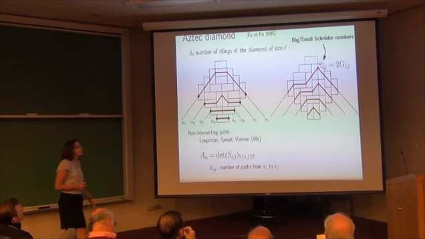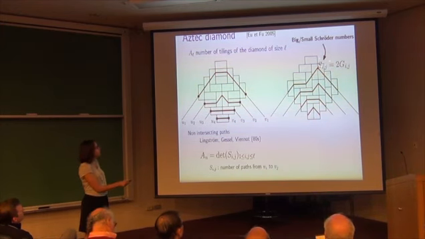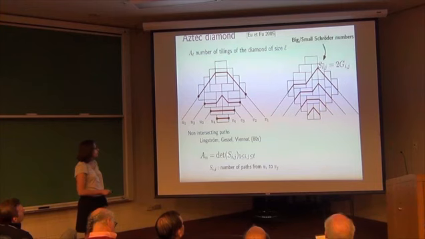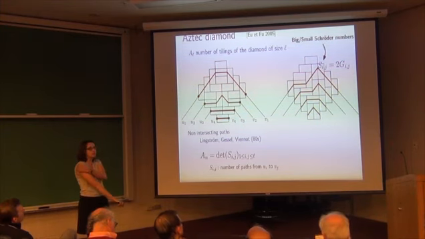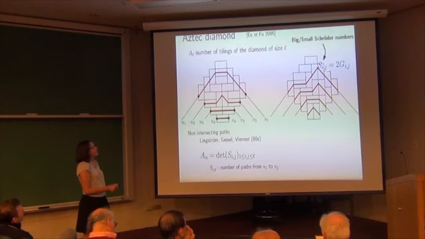So why is it easy to compute? Because what I have here is big Schroeder numbers. And what we know is that big and small Schroeder numbers differ by a factor of 2.